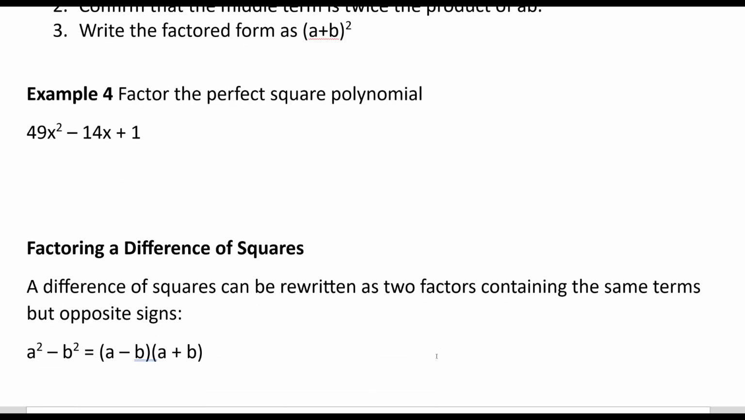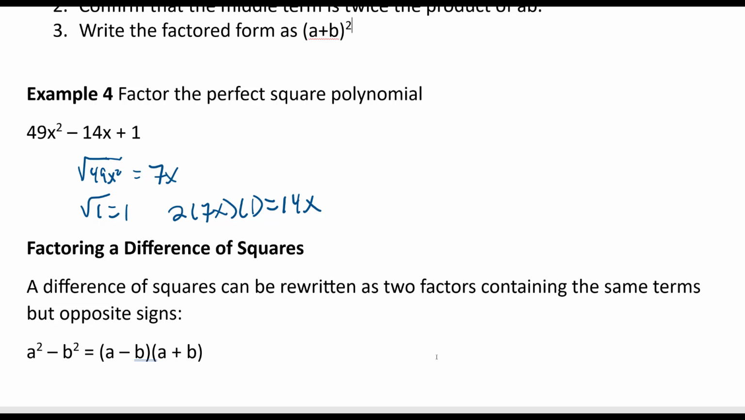So we're going to factor the perfect square trinomial. We look at the square root of 49x squared, which is 7x. And the square root of 1 is 1. And then our middle term is 2 times 7x times 1, which is 14x. And because it's a minus here, it's going to be a minus between them. So this must be 7x minus 1 quantity squared. That's it.